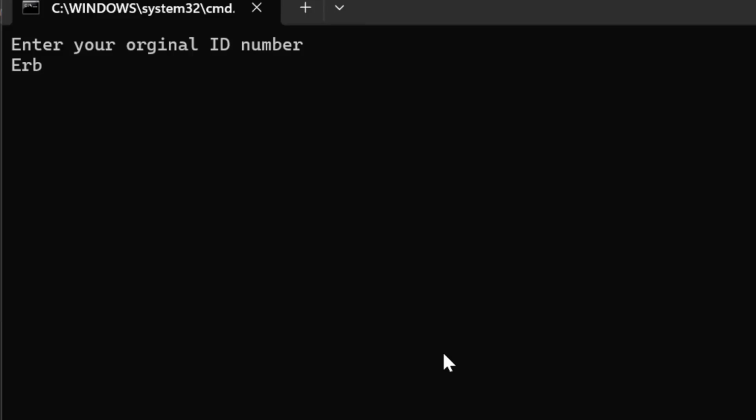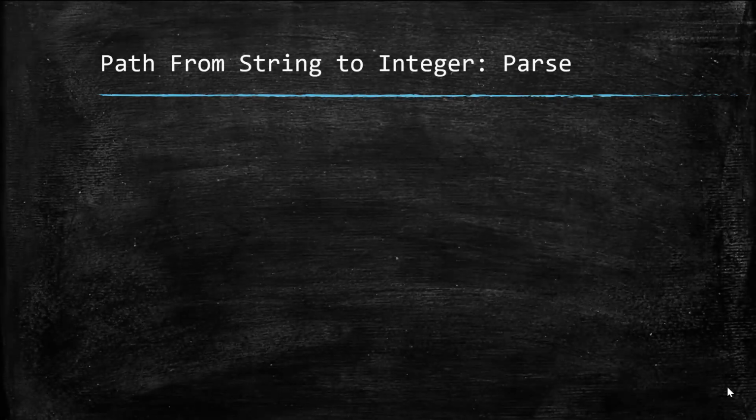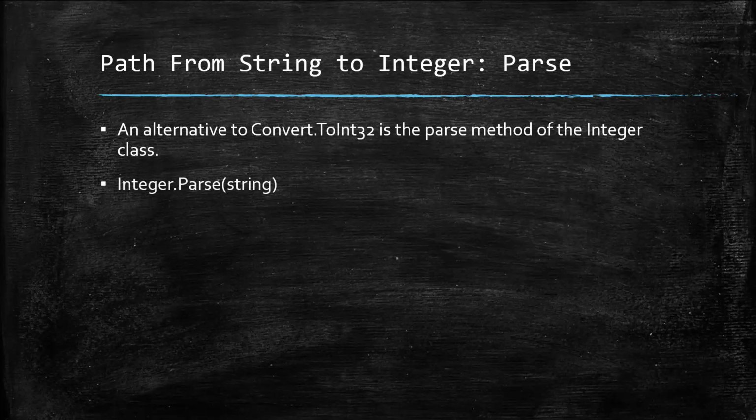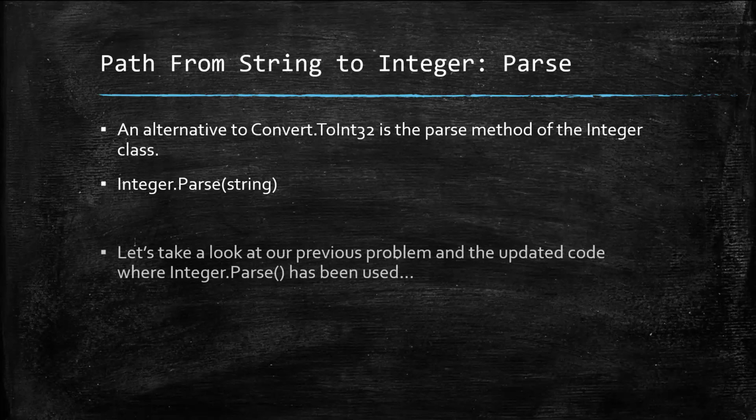So I'm going to do herb123. It outputs herb30, so it is working like it's supposed to. What we need to do now is take a look at an alternative of how to do this a different way without using the convert method. I said the convert method is actually the Convert class, and ToInt32 is a method. Now an alternative to the Convert.ToInt32 method is the parse method of the Integer class. I can use Integer.Parse, take my string inside there, and it will convert that to an integer as well.